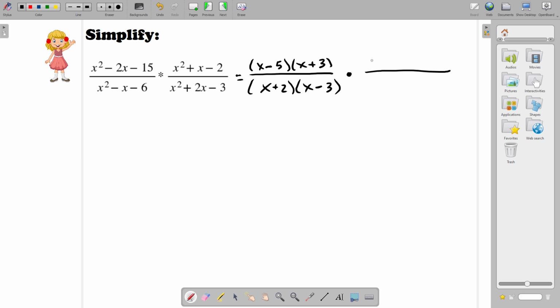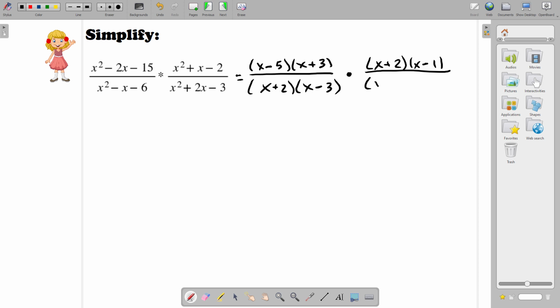Then I need to factor x squared plus x minus 2. I've got x and x. Factors of 2 are 2 and 1. I need a positive 2, so I'm going to make the 2 positive, the 1 negative. When I multiply this back out, x times x is x squared, negative 1x plus 2x gives me positive 1x, and plus 2 times negative 1 is a negative 2.